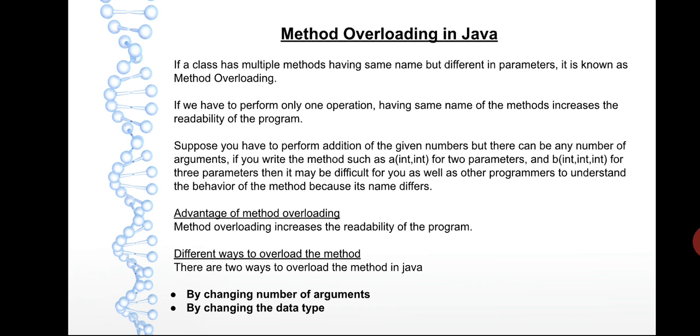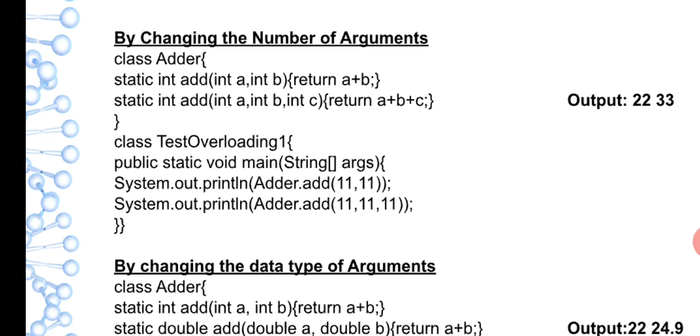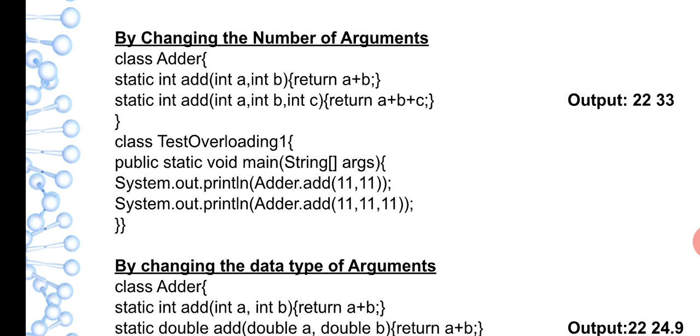One is by changing the number of arguments, and another one is by changing the data type. So you can either change the number of arguments to a particular method, or you can just change the data type of the method. That is also possible. Now I have given 2 examples here. You can just concentrate on the first example. So by changing the number of arguments, how exactly can you write a program?